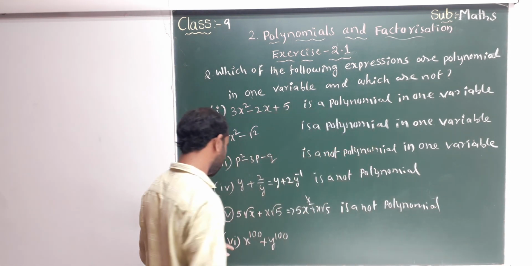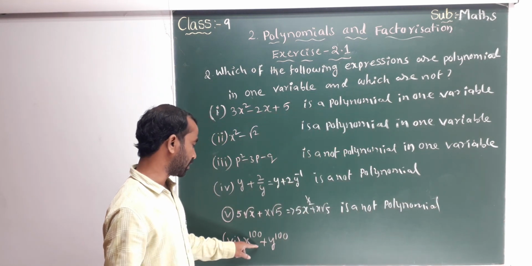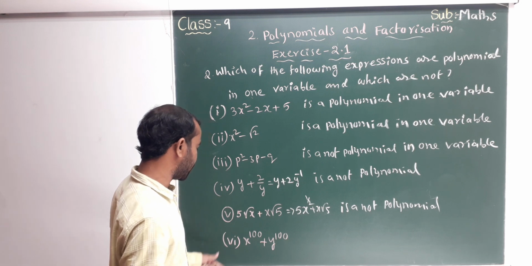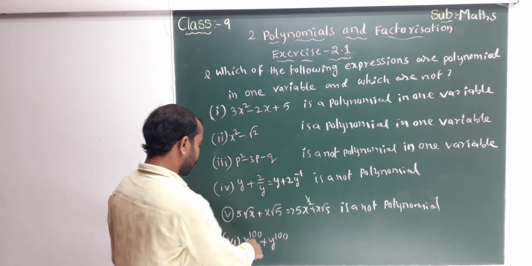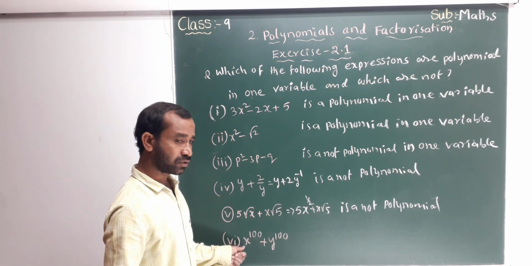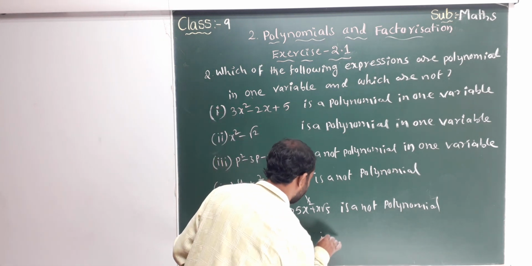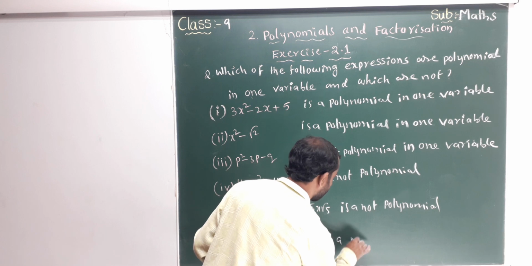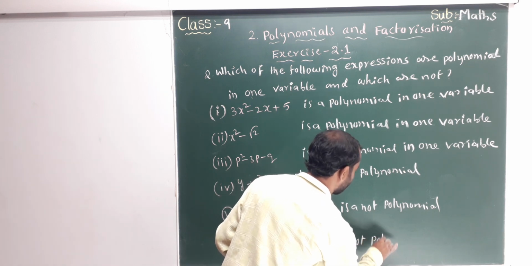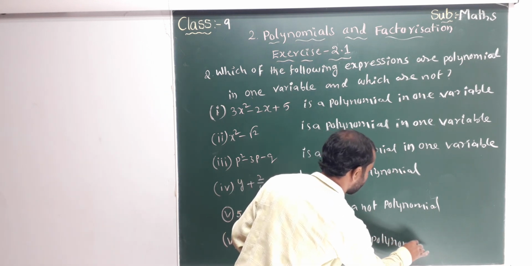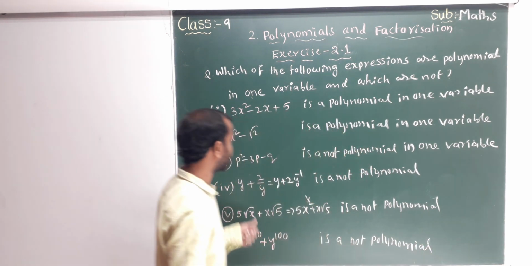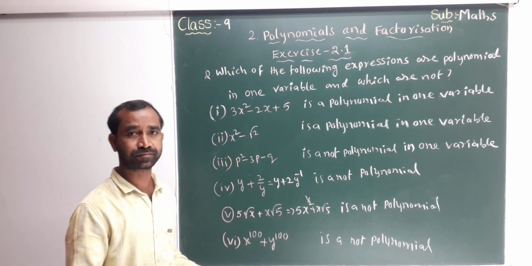Next, last one: x to the power of 100 plus y to the power of 100. Here how many variables are there? Two variables are there, x and y. So this is also not a polynomial. Okay, this is the second bit.